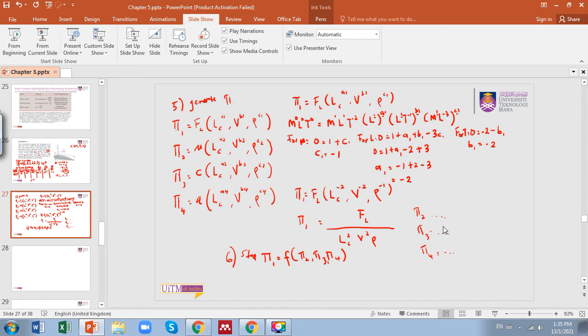Okay. Can you do the rest? I leave it to you, to find pi 2, pi 3 and pi 4. Okay? So that's your homework for today. You can do it at your own time or your own pace. But I just ask, if you are not clear about anything in this step, in this method of repeating variables and Pi Buckingham pi theorem, please ask.